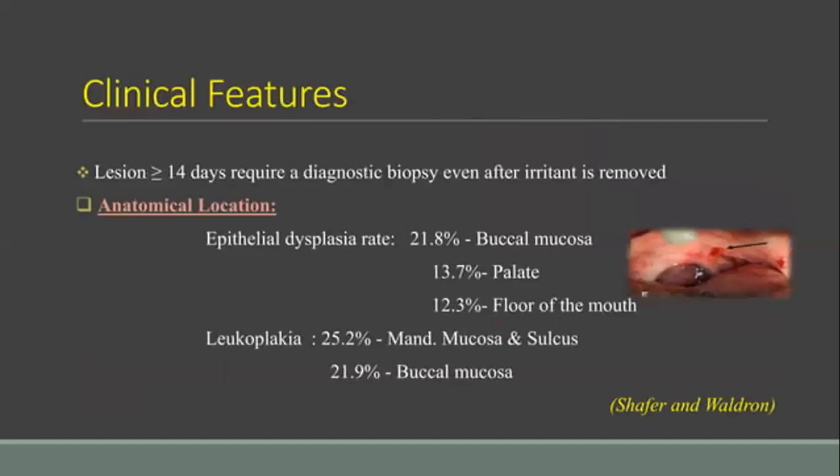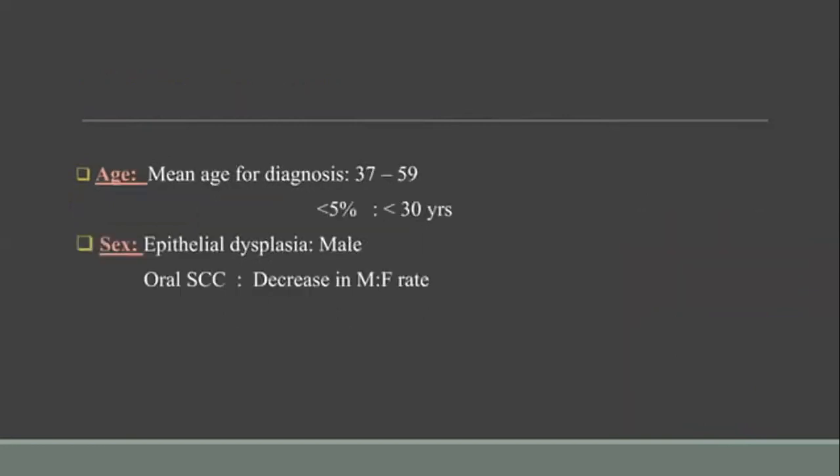Clinical features of precancerous lesions. A lesion that lasts for 14 days requires a diagnostic biopsy even after the irritant is removed. Anatomical locations of epithelial dysplasia and leukoplakia: here are the percentages of buccal mucosa, palatal, floor of the mouth, mandibular mucosa, and sulcus, and also buccal mucosa.